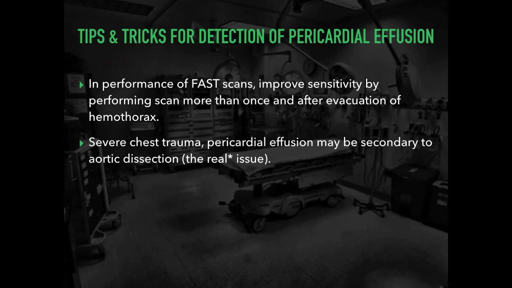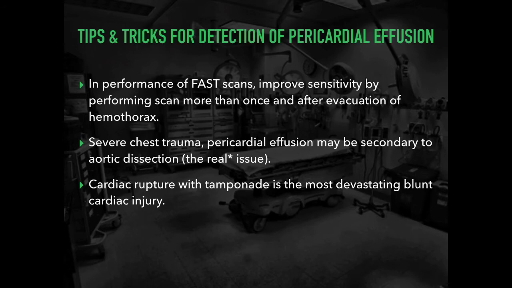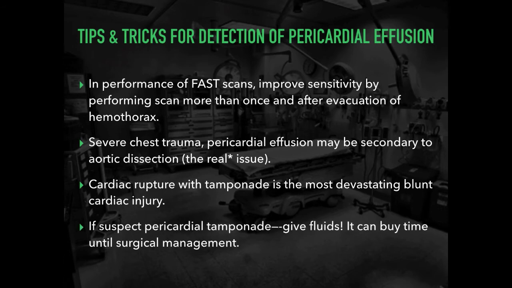Pericardial effusions in severe chest trauma may occur secondary to aortic dissection, hence the importance of involving early consultation and further imaging such as CT. Cardiac rupture with tamponade is the most devastating blunt cardiac injury. In this case, most of these patients don't even make it to the emergency room, never mind from the scene. And if you suspect pericardial tamponade, then just give fluids or blood. It can buy time until surgical management.